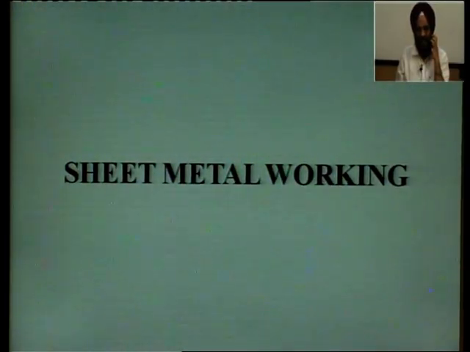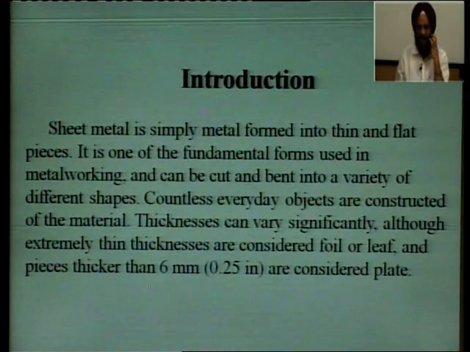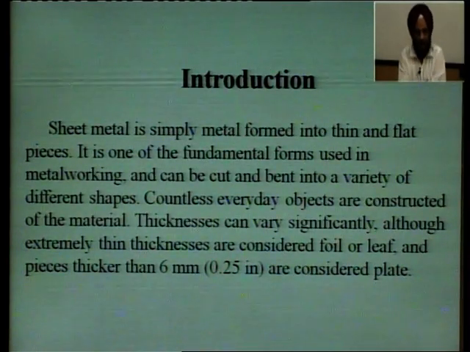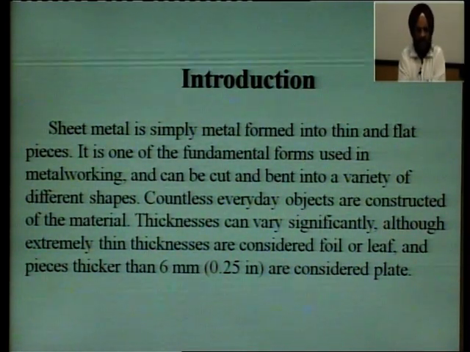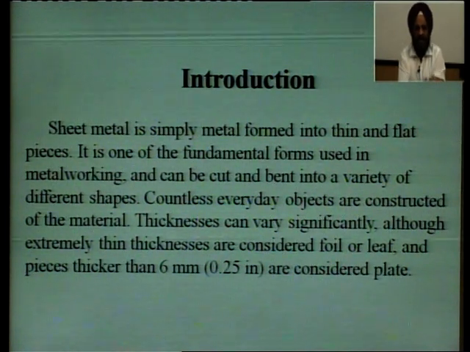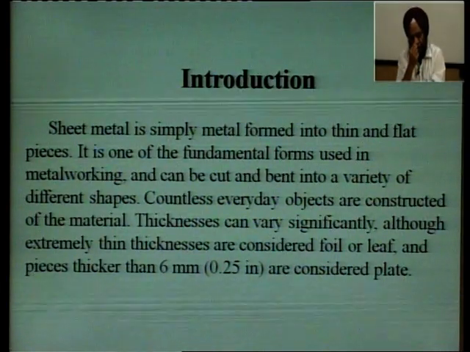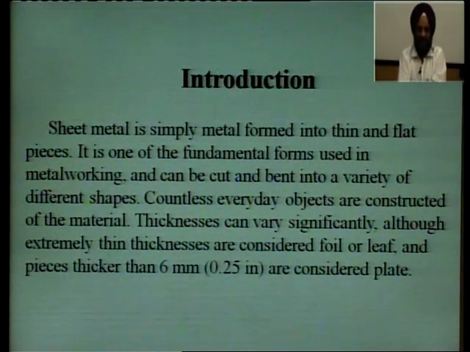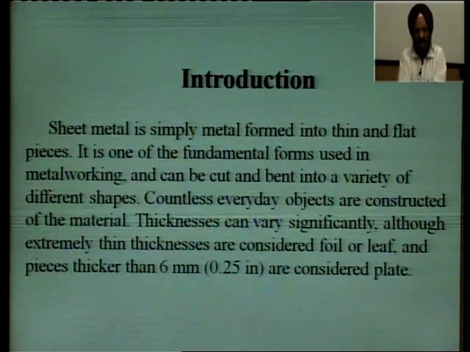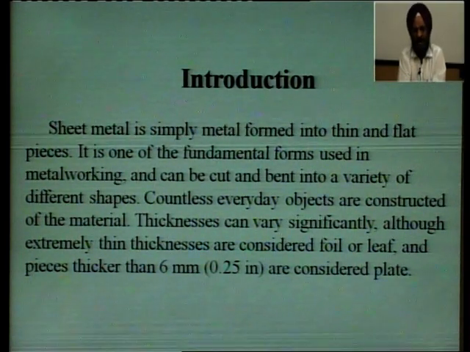Now come to sheet metal working. Sheet metal working is basically metal formed into thin and flat pieces. Very commonly used, it is one of the fundamental forms used in metal working and can be cut and bent into a variety of different shapes. In our daily life also we use many products, and the most common you can say is in your automobiles, in your two-wheelers, four-wheelers. There are many sheet metal components which are being used. The thickness can vary significantly, although extremely thin thicknesses are considered foil or leaf.